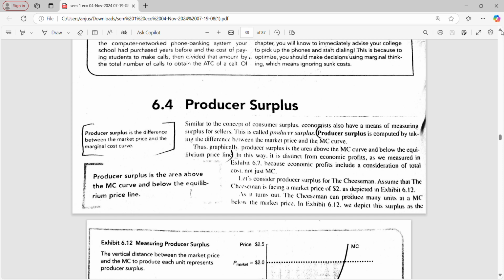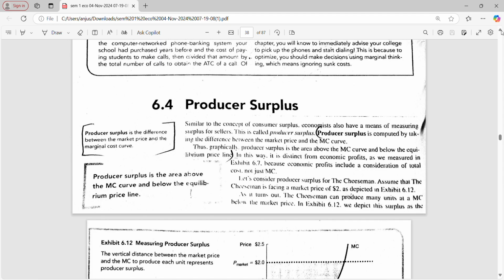So we are moving to 6.4 producer surplus. You can check the playlist for the rest of this chapter, and even for the syllabus as well, for the semester 1 syllabus of economics major, University of Delhi. So producer surplus.